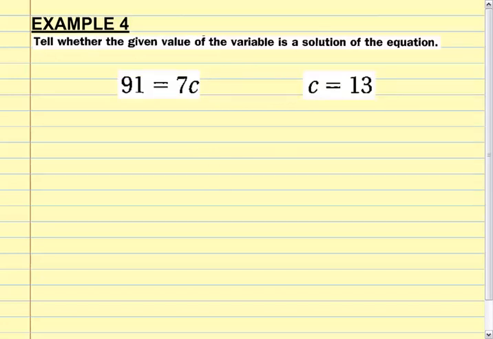Example number 4 says, tell whether the given value of the variable is a solution to the equation. Do you see the given value of the variable? Okay. Well, what do I need to do to check that out, Moreau? Evaluate. I do need to evaluate. So, I'm going to have to rewrite, and what do I get, Moreau, when I rewrite? 91 equals parentheses.